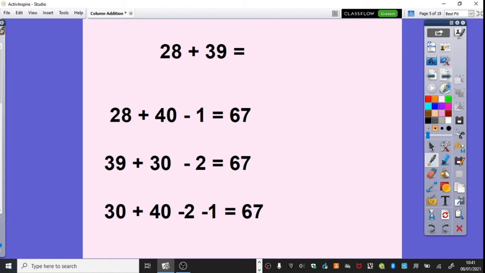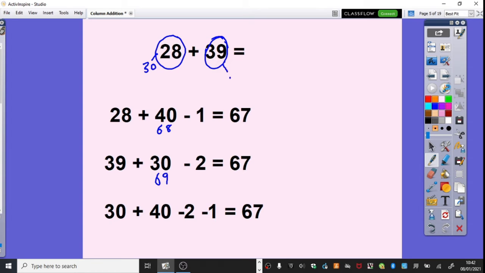So, there are actually a number of ways. We're going to start by rounding our 39 in the first calculation here. So we've done 28 add 40, which would give us 68. Just to jot that down there, minus 1 equals 67. But obviously, also 28 is very close to 30. So we could do 39 add 30, which would give us 69, but this time we've added on 2 too many, so we need to subtract 2.